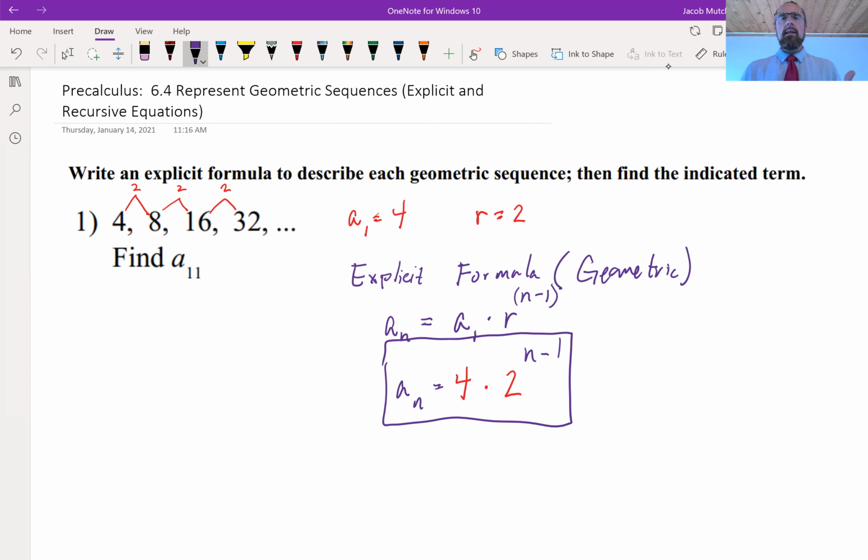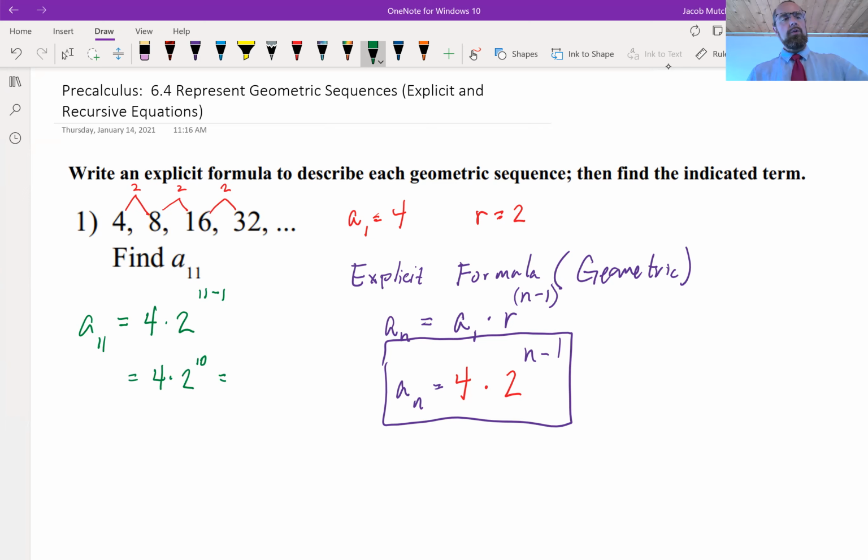Now, I also want to calculate the 11th term. I have this instruction here, find a sub 11. So just like we did with our arithmetic sequences, I can use this explicit formula to find that directly. So a sub 11 is going to be equal to 4, I'm just using my explicit formula here, times base 2 to the power of 11 minus 1. I can reduce that down to 4 times 2 to the power of 10.